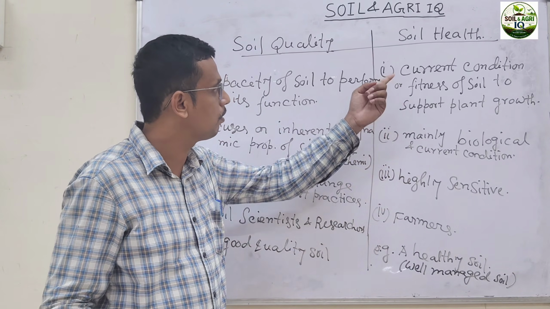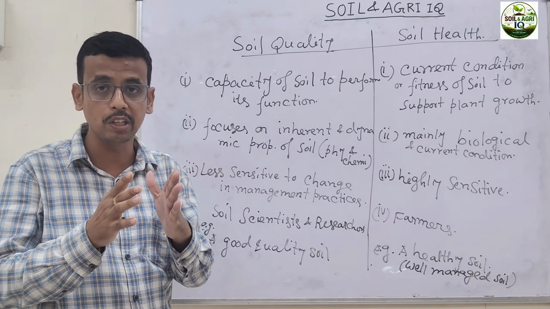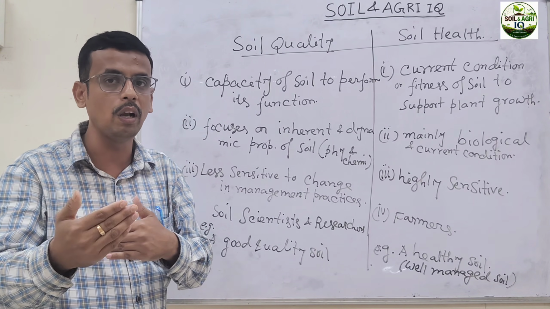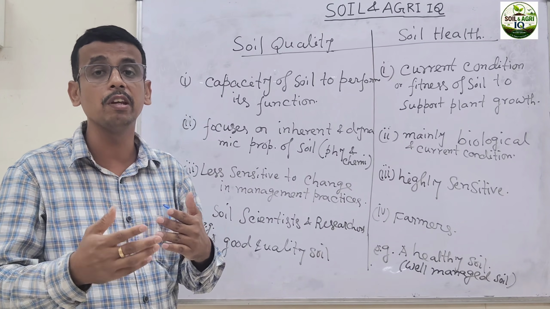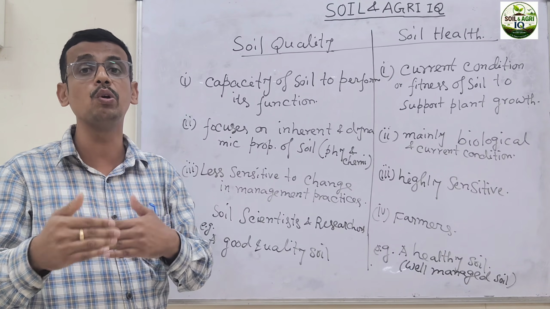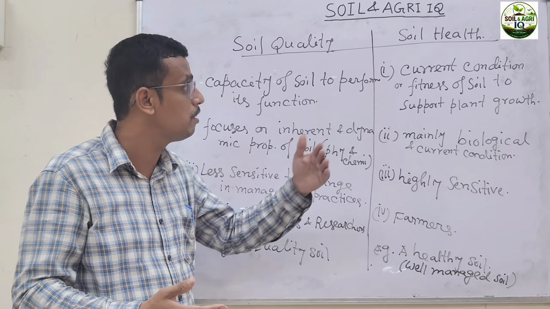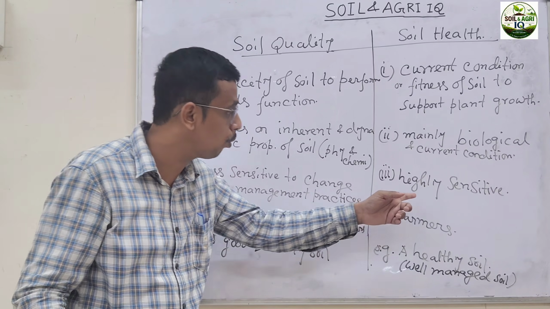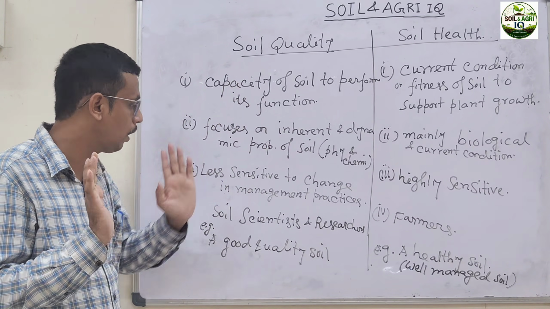In contrast, soil health is highly sensitive, because it is the current condition of the biological properties, which can easily be altered through management practices. For example, the microbial population may change due to higher fertilizer application or intensive tillage. So microbial properties can change, and soil health properties can change. That's why these are highly sensitive to management practices as compared to soil quality.